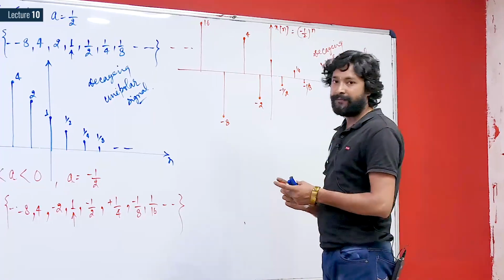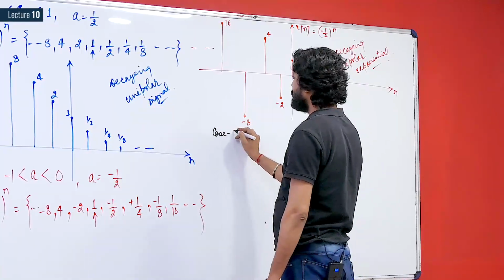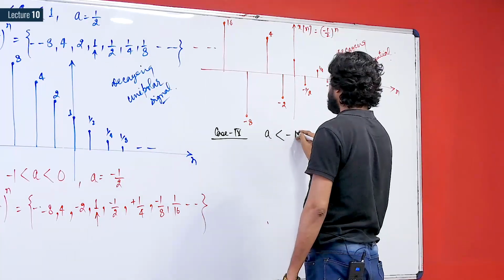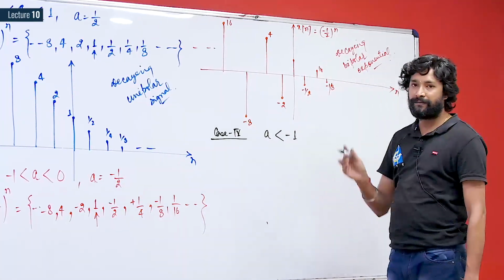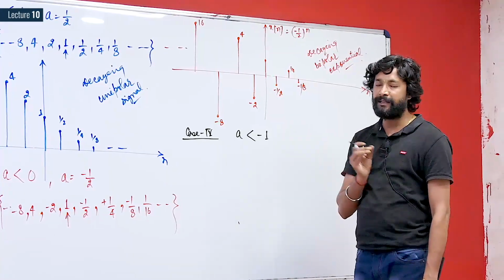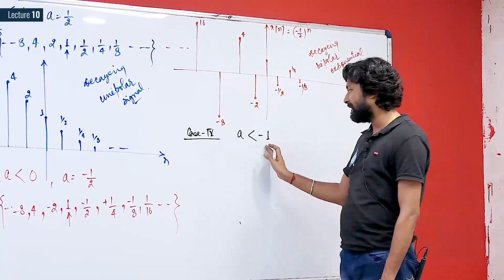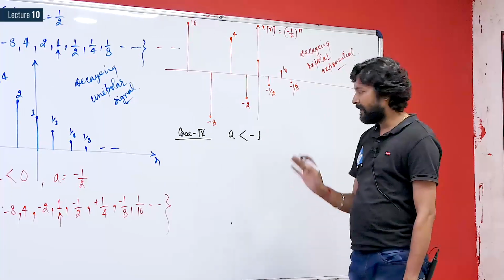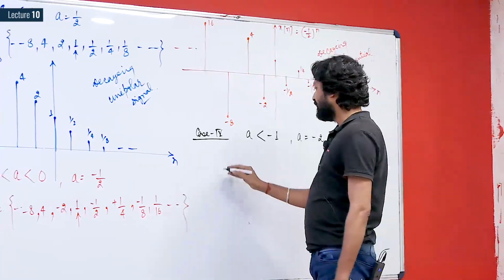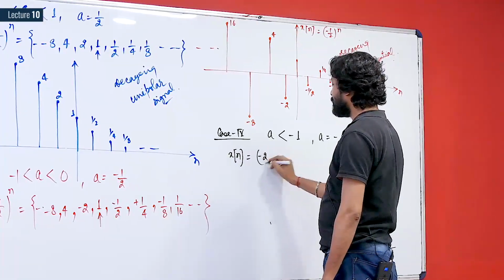And the last possibility for the value of a you can take is case 4, that is, alpha or a is less than minus 1. First we considered a to be greater than 1, then we took a between 0 and plus 1, then between minus 1 and 0, and now we are taking a less than minus 1. So say a equals minus 2, then signal x of n is again a to the power n, that is minus 2 to the power n.